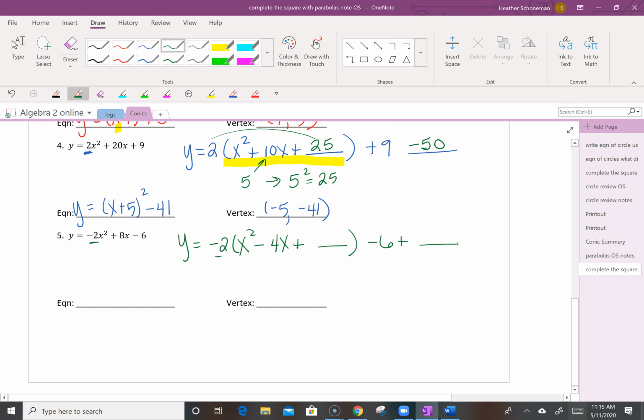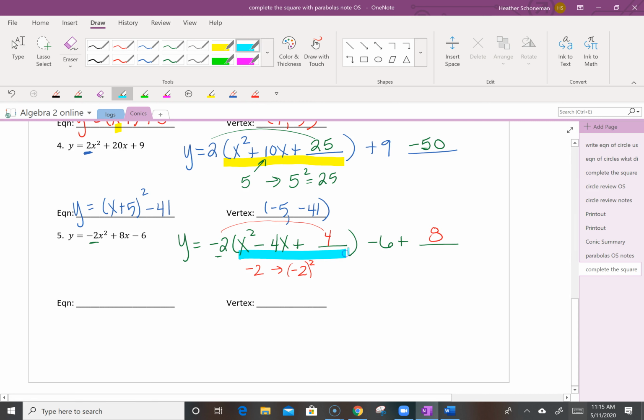Okay, let's see if we can fill in the numbers. Half of negative 4 is negative 2. If I take negative 2 and square it, it's going to give me a positive 4. But I didn't add 4, I added negative 2 times 4, which is negative 8. So to balance it, I have to put a positive 8 here.